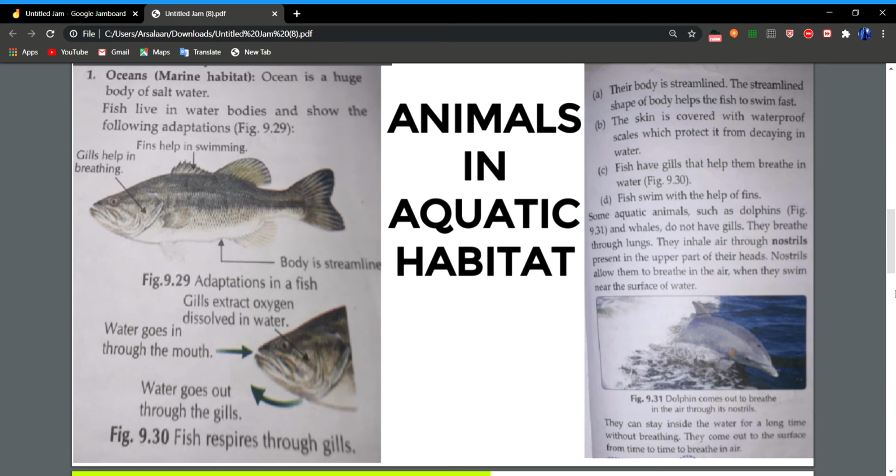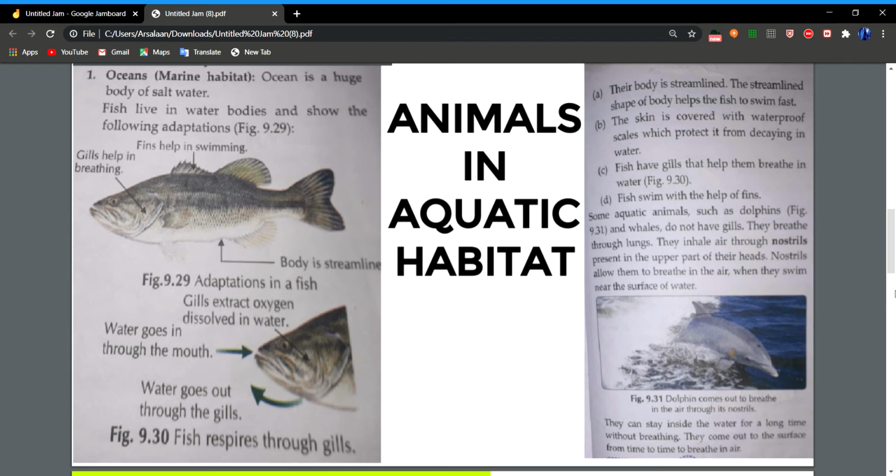Then not all aquatic animals have gills, like dolphins and whales. They breathe through lungs. They have nostrils to inhale air in the upper parts of their head. Nostrils allow them to breathe when they swim near the surface of water, and they can stay inside the water for a long time. You must have seen dolphins come out, take a dive in the air and again go back in water. So why do they often come out and go inside the water? They just come out to inhale the fresh air through their nostrils.